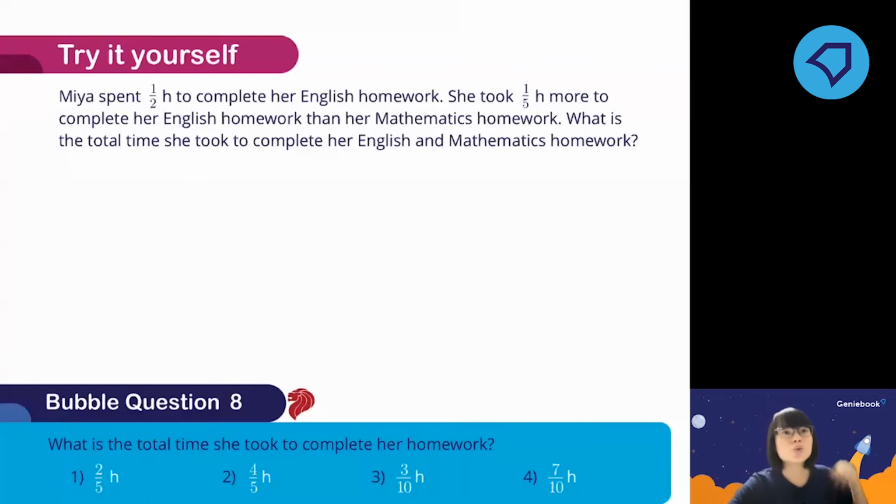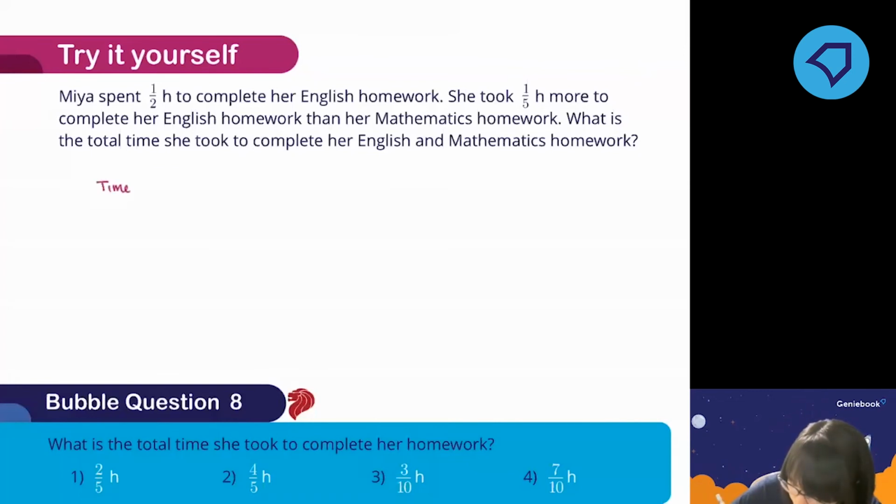Okay, all right, there are two parts to this question. For those of you who need help, first, you need to find how long did she take to complete her maths homework. From this sentence alone, she took 1/5 hour more to complete English than maths. So maths, she takes longer or shorter? If she took longer, do your addition. If she takes shorter, do your subtraction. And then they want the total time. Means you need to take English plus maths. All right, so the first thing we need to do is time taken.